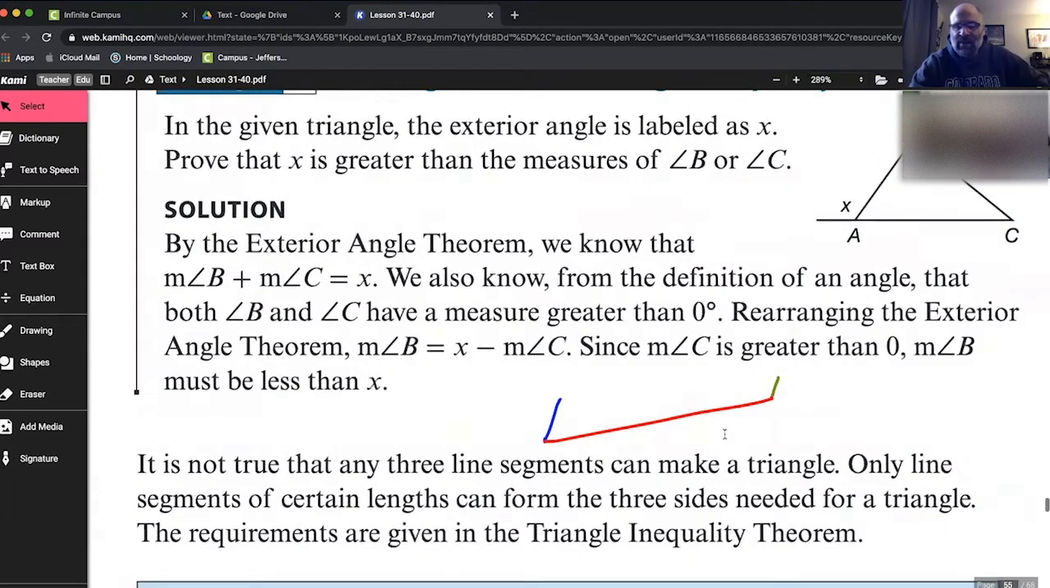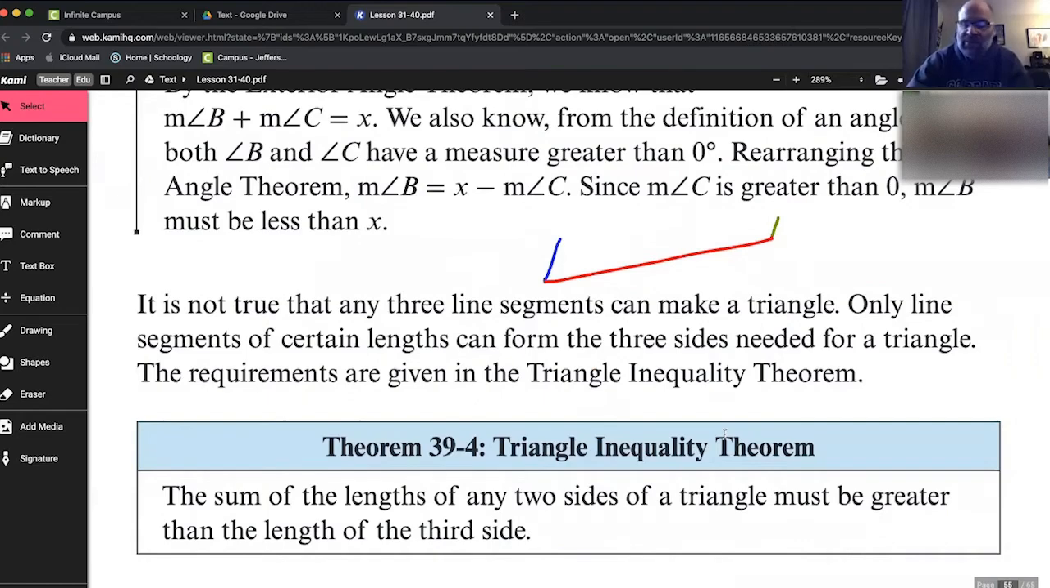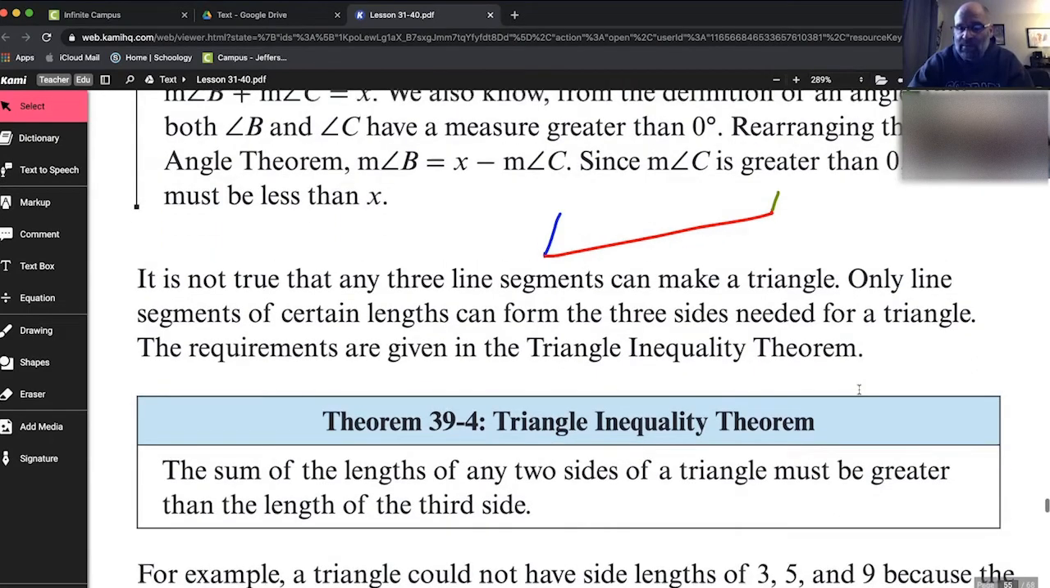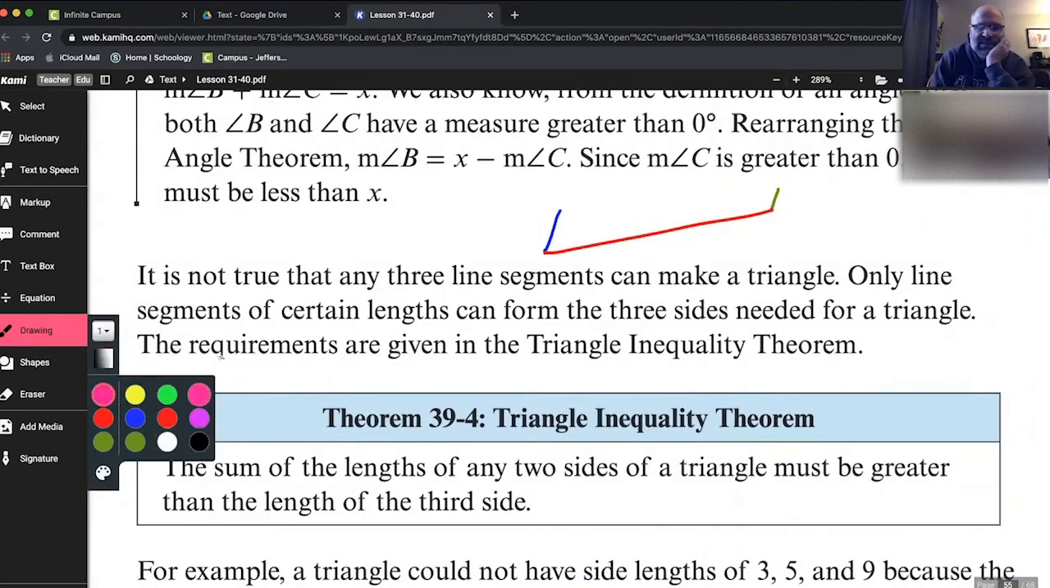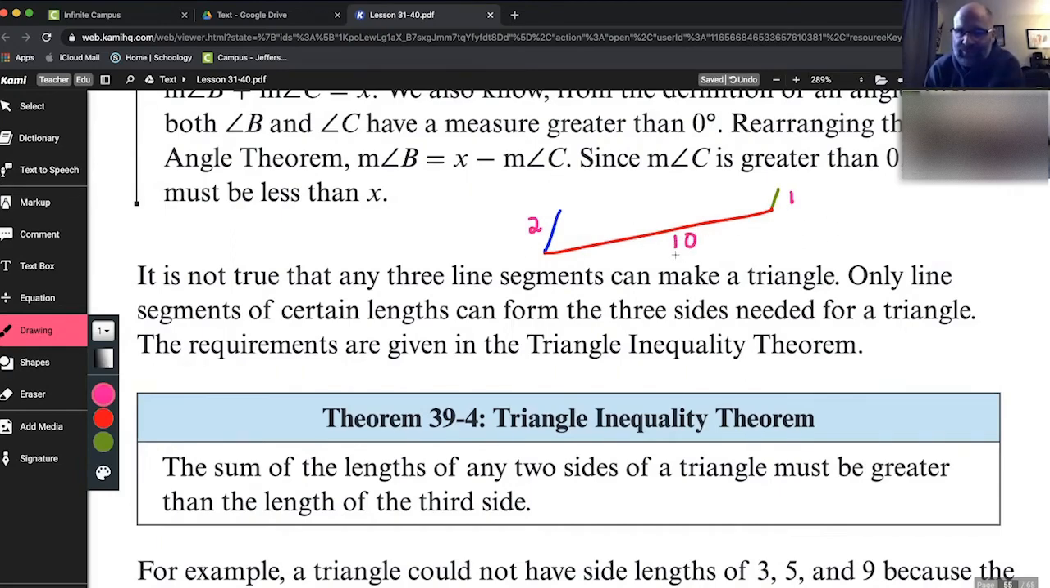Now this is how they word it right here, 39.4. This is called the triangle inequality theorem. The sum of the lengths of any 2 sides of a triangle must be greater than the third, okay? So for example, if this looks like maybe 2 units, and this looks like 1 unit, and this looks like 10 units. See how 1 plus 2 is not greater than 10. Now 2 plus 10 is greater than 1, and 10 plus 1 is greater than 2, but it has to be true for every combination.